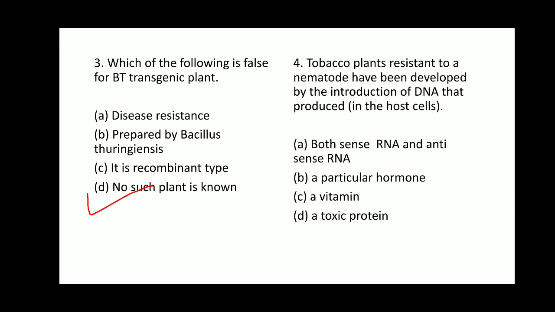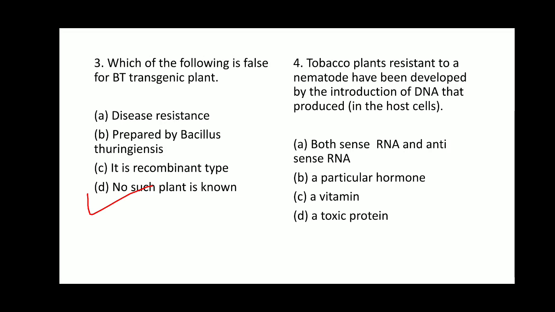If you see question number 4, tobacco plants resistant to a nematode have been developed by the introduction of DNA that produced in the host cells. Option A, both sense RNA and antisense RNA. Option B, a particular hormone. Option C, a vitamin. Option D, a toxic protein.